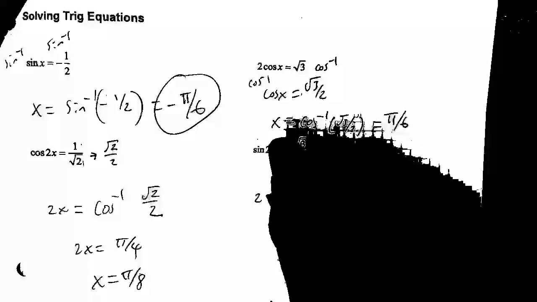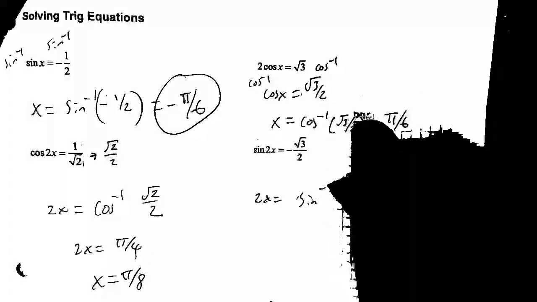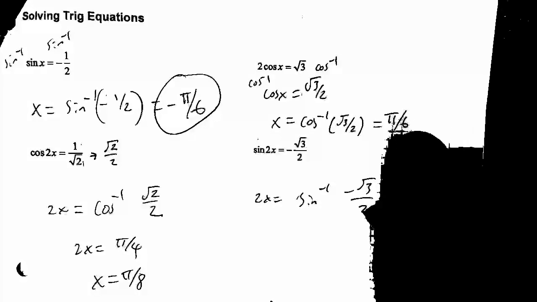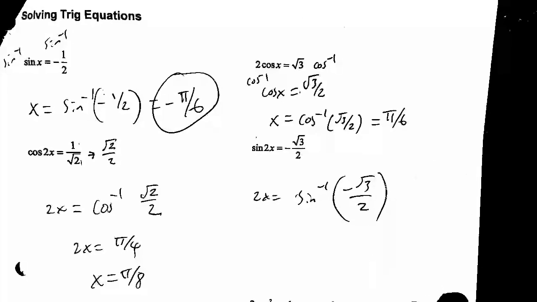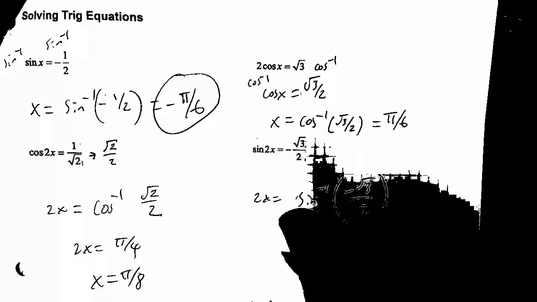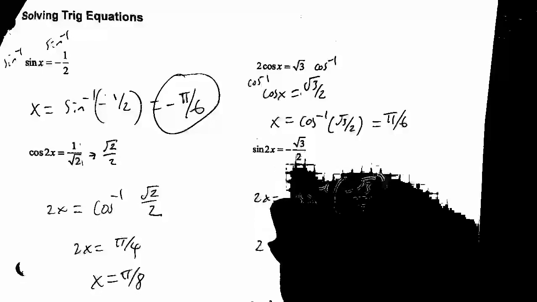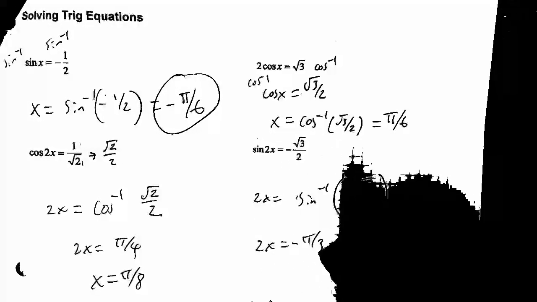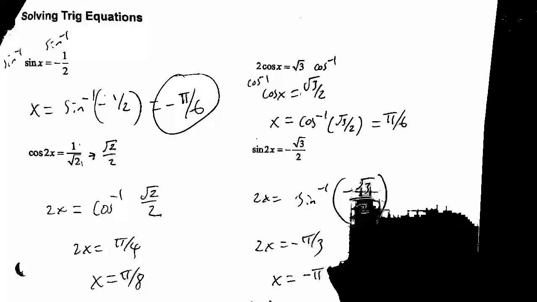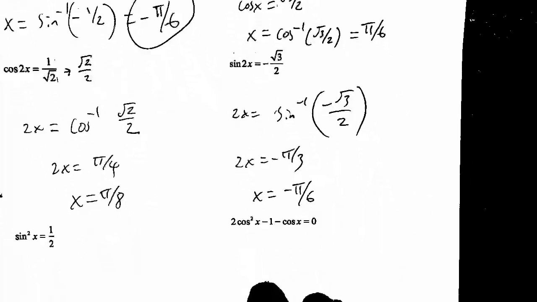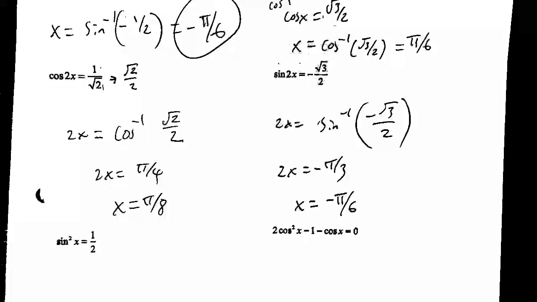Same idea here. So this would be 2x equals inverse sine of negative root 3 over 2. That would be, it's going to be negative, right? It's going to be negative pi over 3. So 2x equals negative pi over 3, or x equals negative pi over 6. Okay, a couple more here.